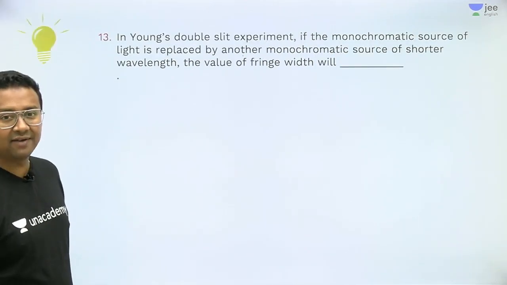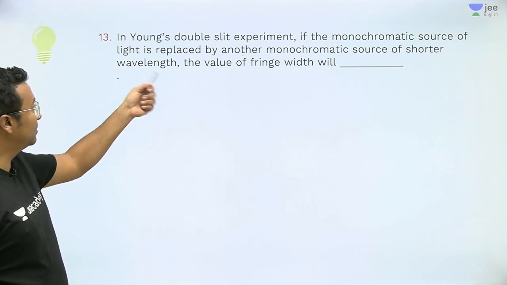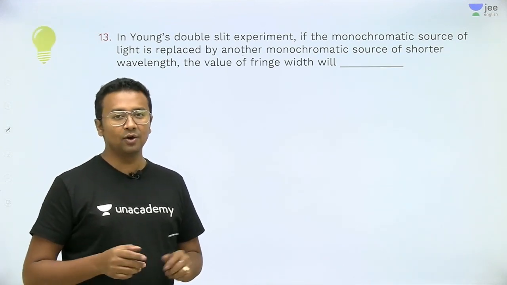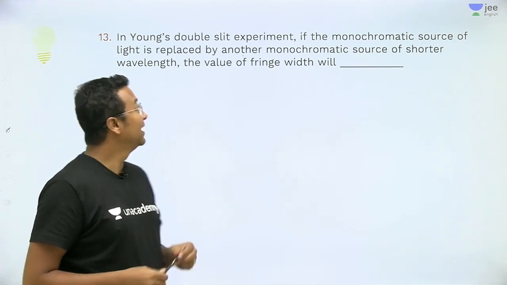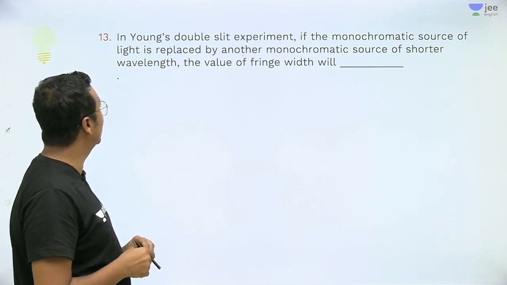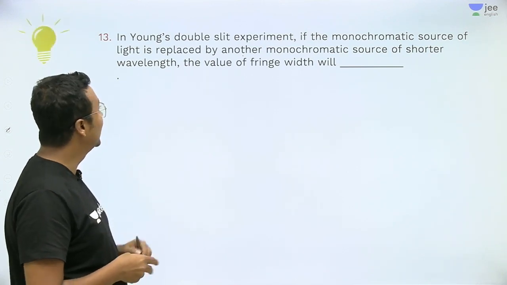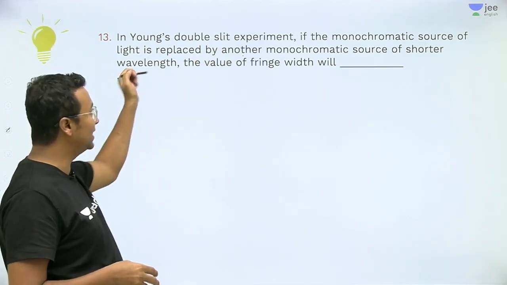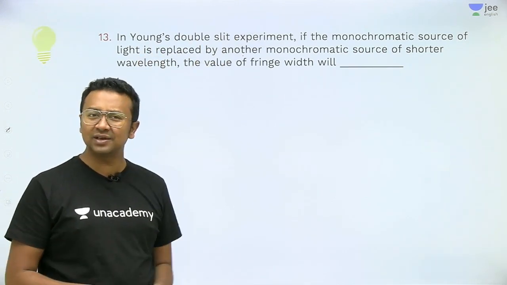Now, what do we have here? In Young's double slit experiment, we all have done Young's double slit experiment in wave optics. Now, in Young's double slit experiment, if the monochromatic source of light is replaced by another monochromatic source of shorter wavelength, then what will happen to the fringe width?